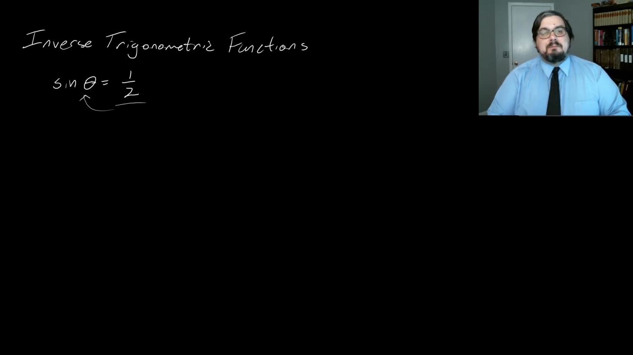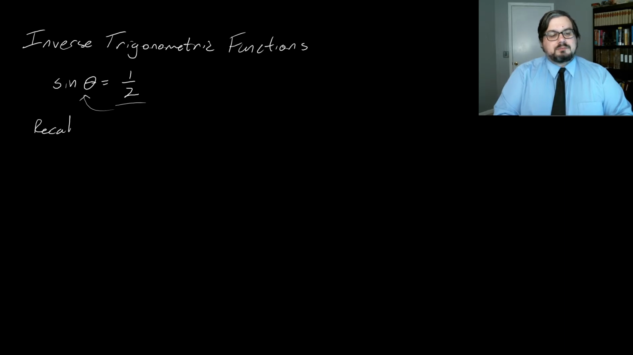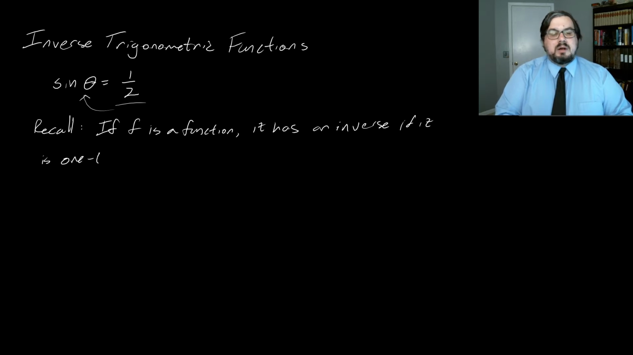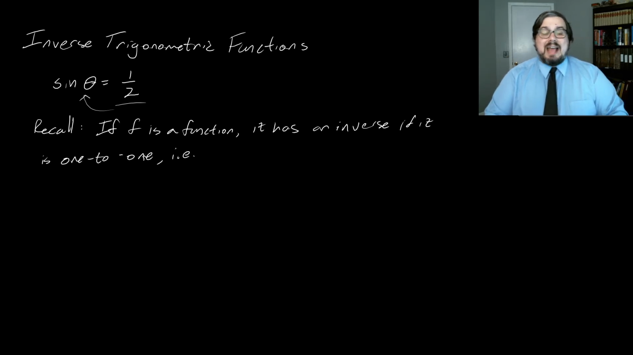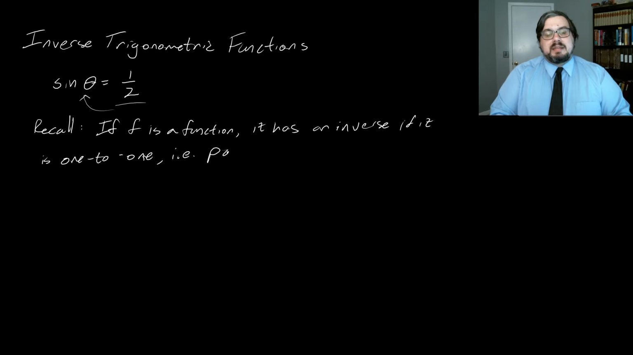Before we define them, let's remember the definition of an inverse function in general and some of their more important properties. So, recall that if f is a function, it has an inverse if it is 1-to-1. And what that means is that every output of the function f has only one input that goes with it. Graphically, we can say that this function is 1-to-1 if and only if it passes the horizontal line test.